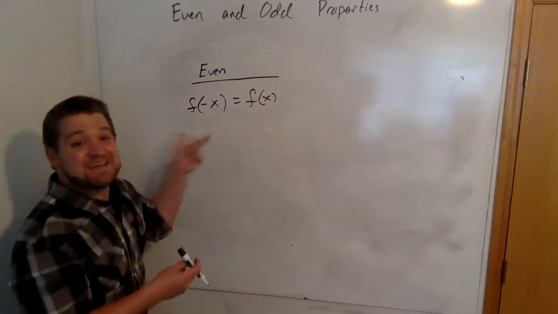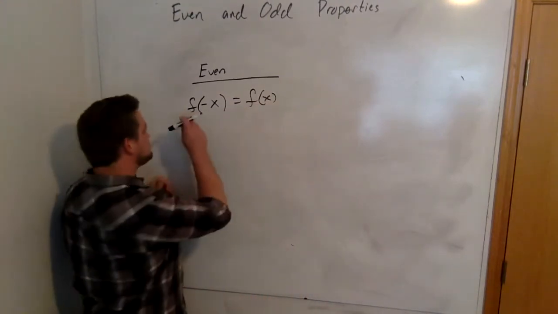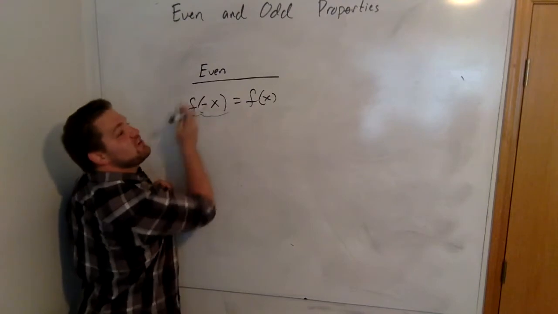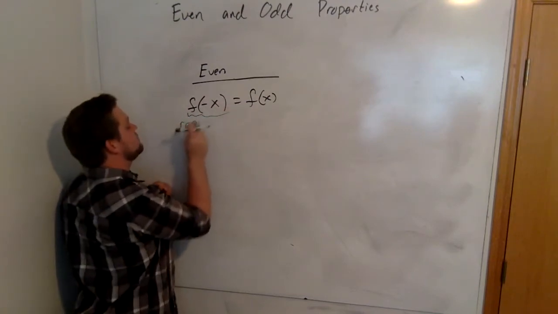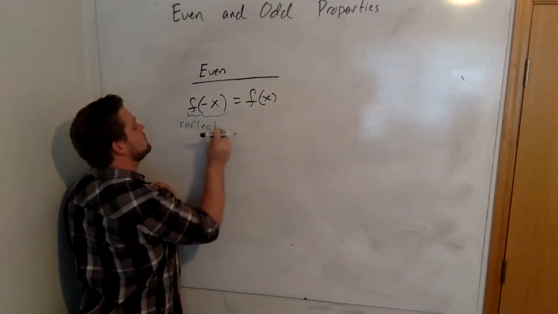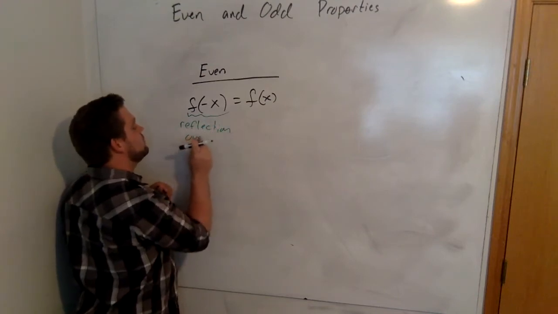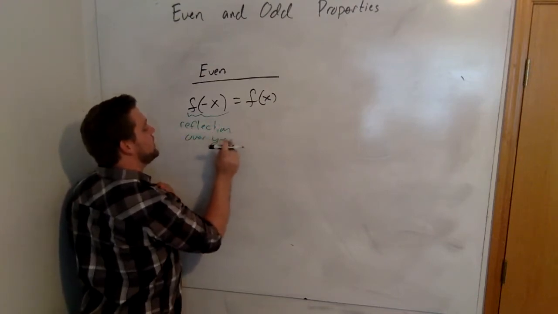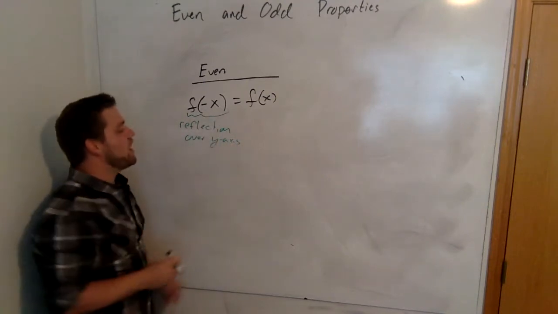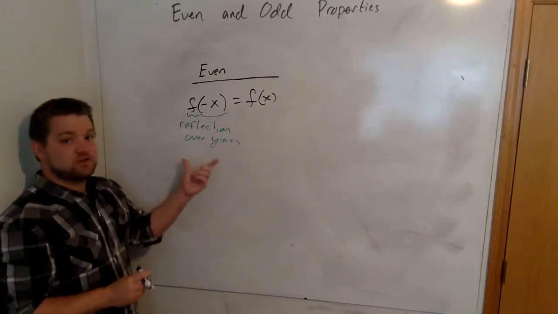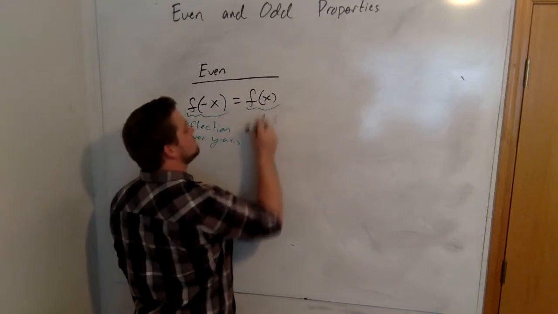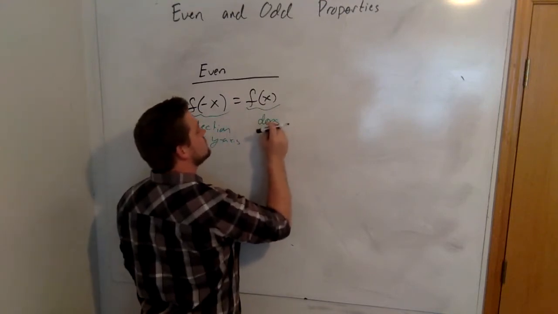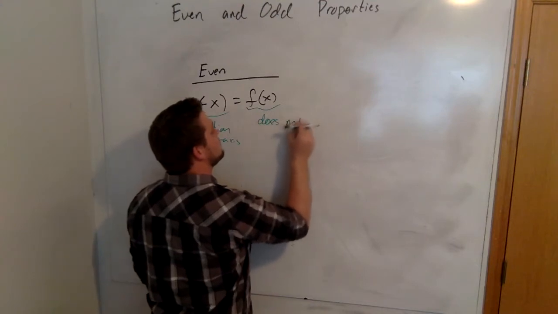That's what this is saying mathematically. You know, this is in mathish. In English, this says reflection over the y-axis. You're reflecting a function over the y-axis, and this is kind of saying does nothing.